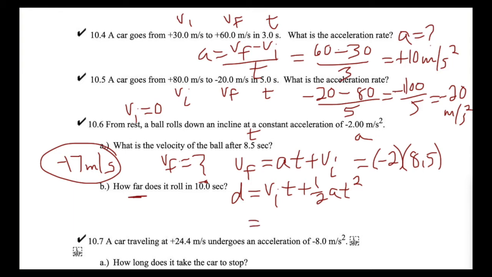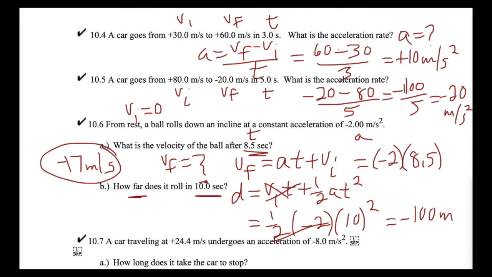So what's my initial velocity? It's 0, so this whole first part goes away. So I'd have 1/2 times -2, which is my acceleration, times my time, which is now 10 seconds. I'm changing the time; I'm not using this. It'd be 10 squared. The 2's cancel out, and I'd have -100 meters is how far it goes. Okay.